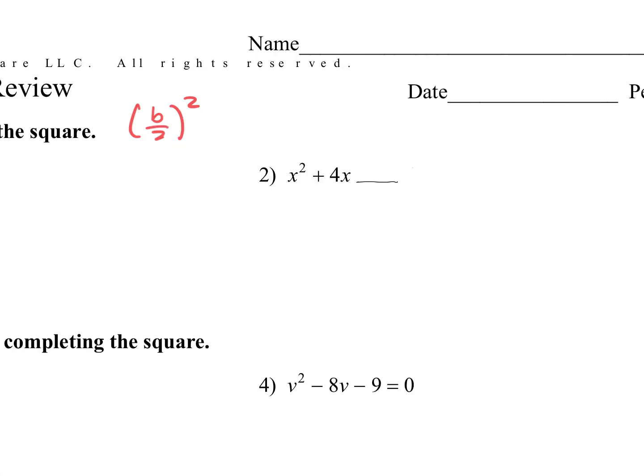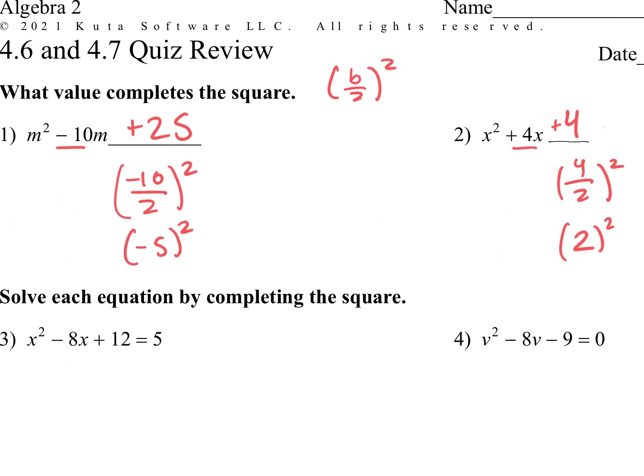So for number 2, what's my b? 4. So I have 4 over 2 squared. What's 4 divided by 2? 2, and 2 squared? 4. So 4 completes the square here. You don't have to, but it helps for the next section when solving, because you're adding 4, so you have to add 4 to the other side. Because it'll always be plus, because even if it's a negative number, when you square it, it becomes positive.